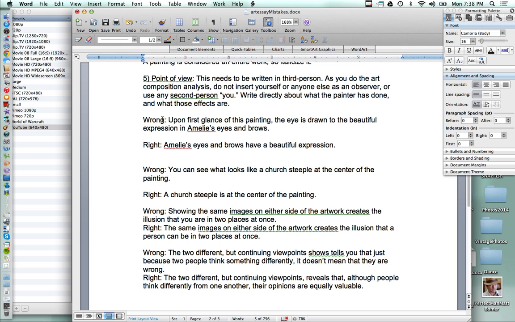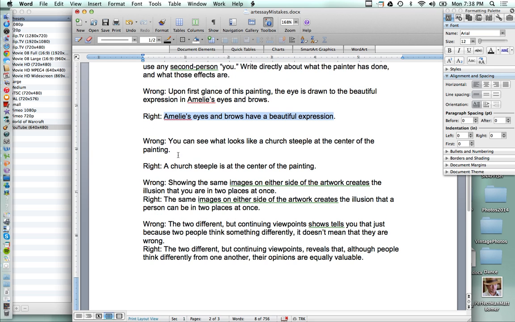So, wrong. Upon first glance of this painting, the eye is drawn to the beautiful expression in Amelie's eyes and brows. Well, who's doing the first glancing? I guess it's the person looking at it. And the eye, I don't know, it's very confusing. This is what's called a dangling modifier. There's not really anybody doing this. It's just kind of left over from writing in first person. If this was in first person, it would say, upon first glance of this painting, I was drawn to. But it would be much better and more straightforward in third person to write, Amelie's eyes and brows have a beautiful expression.